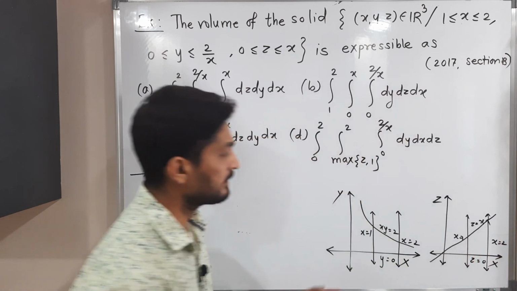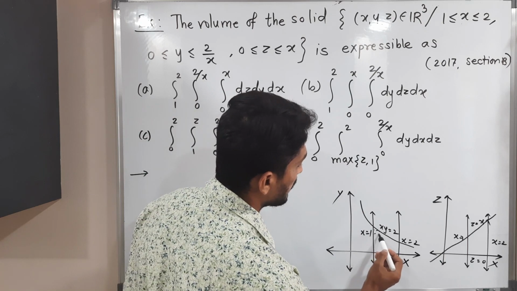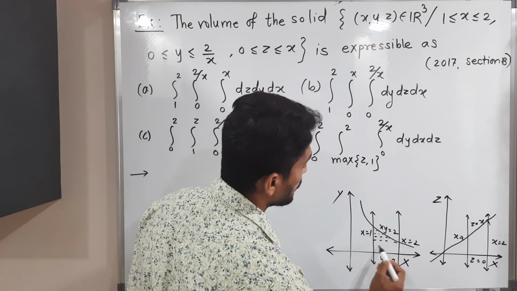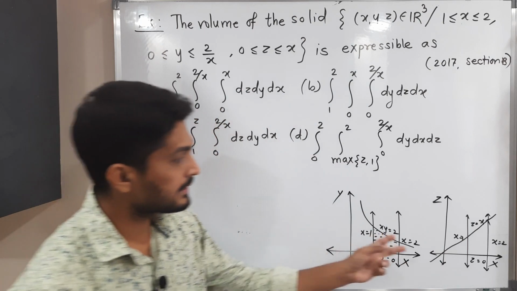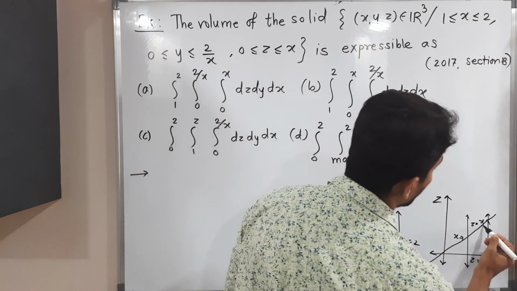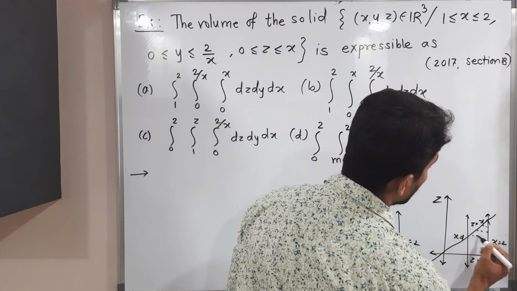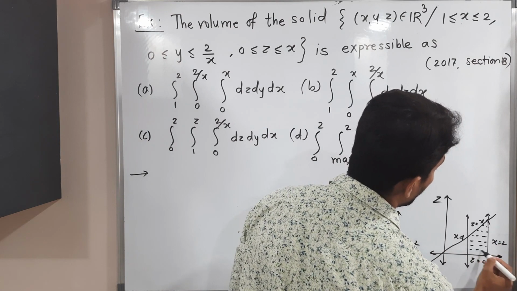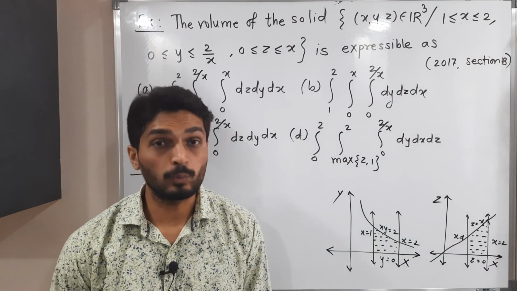So what is the given region in the xy plane? We will have the region bounded by x is equal to 1, x is equal to 2, xy is equal to 2 and y is equal to 0. That means this is the region of integration. In the xz plane, we have a region bounded by x is equal to 1, x is equal to 2, z is equal to x and z is equal to 0. That means this is the region of integration. So let us find the volume now.